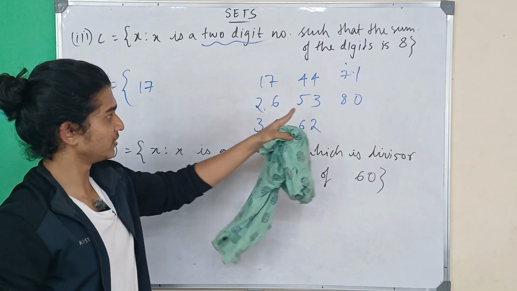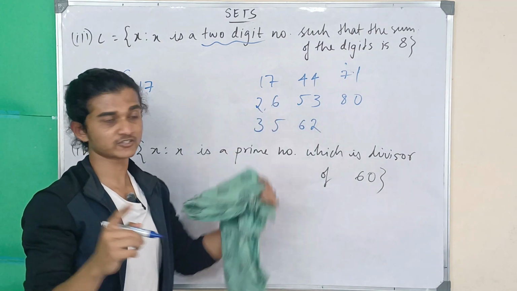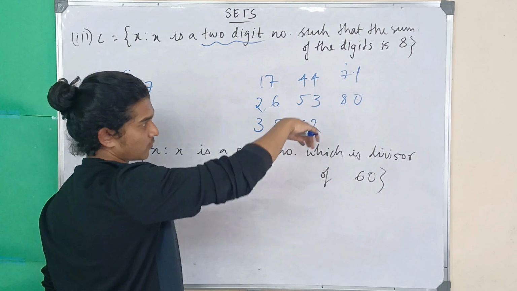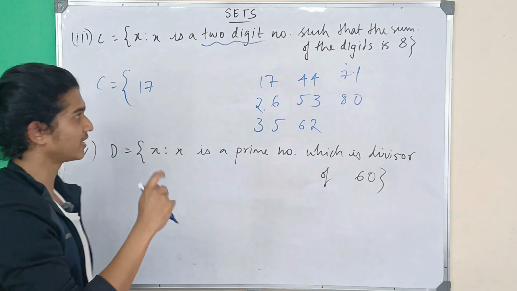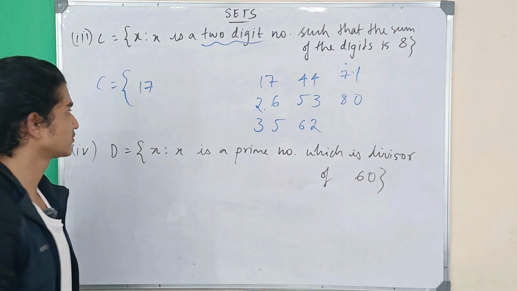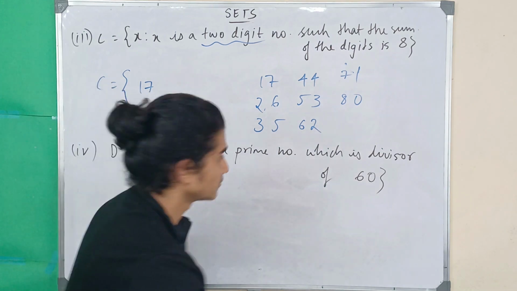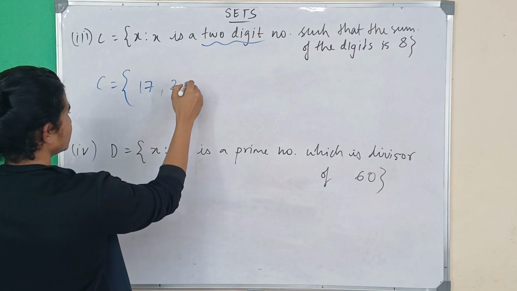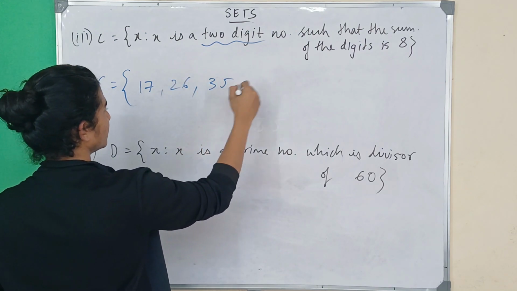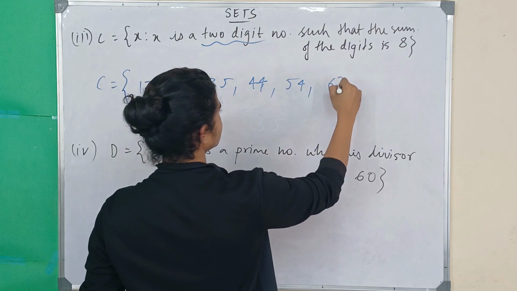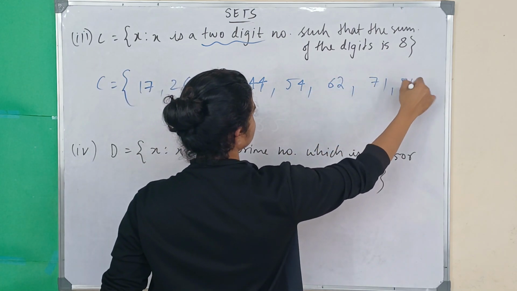So these are all the numbers in which if you add the digits, you're going to get your sum as 8. So 1 plus 7 is 8, 2 plus 6 is 8, 3 plus 5 is 8, and so on. If you add every single number, you're going to get your answer as 8. So this is how you can use logic and try to solve the problem. Let me just erase this. So 17, 26, 35, 44, 53, 62, 71, and 80. So this is the answer.